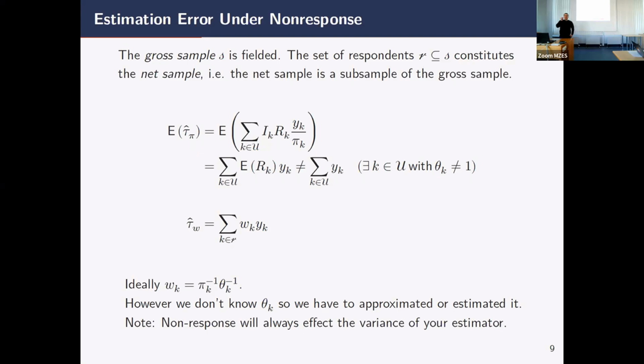So that is only for unbiased estimation. Non-response will always affect the variance of the estimator, even if that theta is a constant value. So everybody has a response propensity of 0.5. This would not necessarily introduce any non-response bias in your mean estimate, for instance, because it's independent of what you're measuring, your response. But still, this additional selection step will introduce additional variation in your estimation strategy.